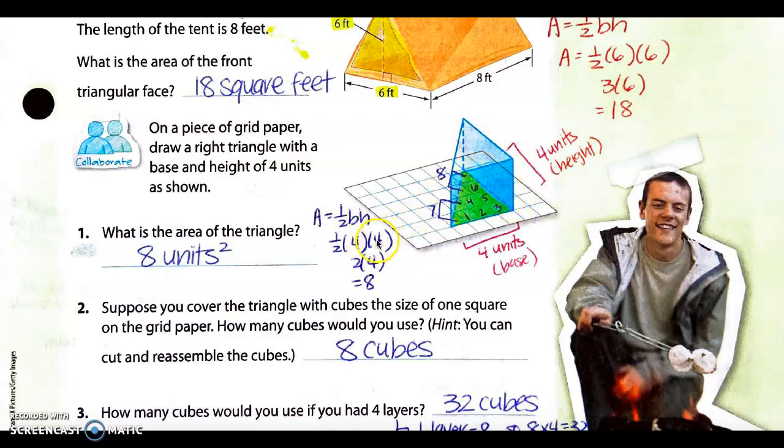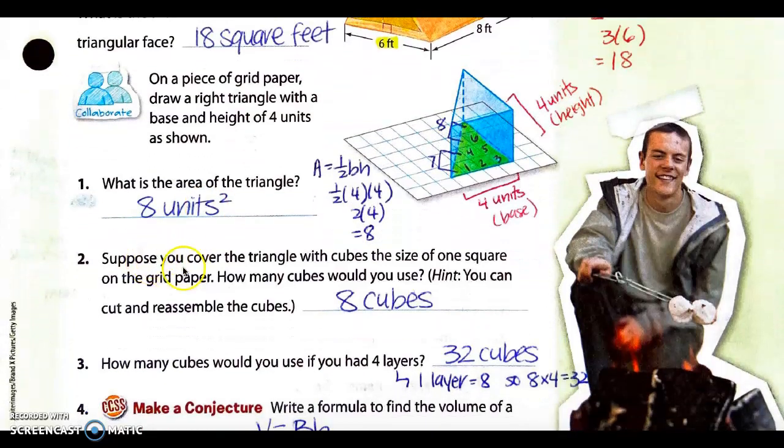So I'm going to substitute that 4 in here. I took the half of 4, which gave me 2. Bring down my 4. So 2 times 4 gives me 8. So my answer is 8 units squared. That means the area of this triangle that I've highlighted is 8 units squared.